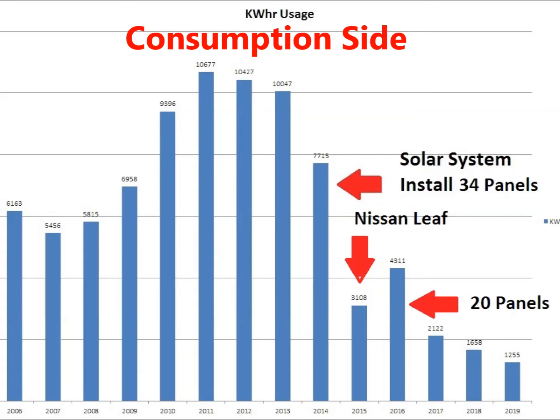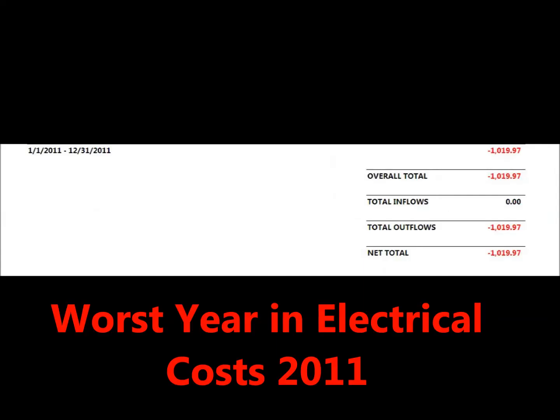So this is a Quicken snippet. 2011 was the worst kilowatt hour consumption year I had. I used almost 10,000 kilowatt hours, which cost me roughly $1,020, and that doesn't include if I had my Leaf in 2011, which I bought in 2015. It'd be even higher than that. So now I've not only eliminated all my electric costs, I've also eliminated my fuel costs because I don't pay for gas anymore for my electric car.